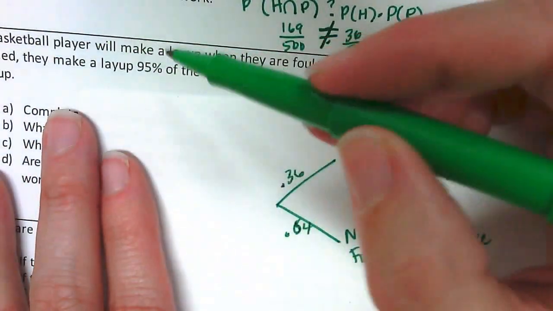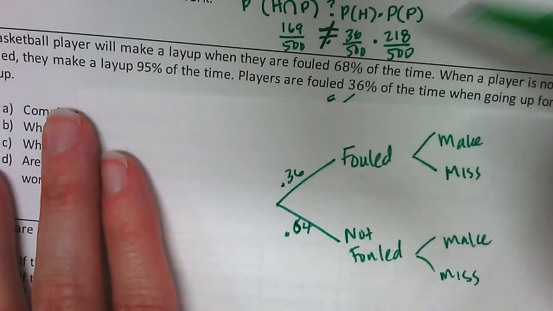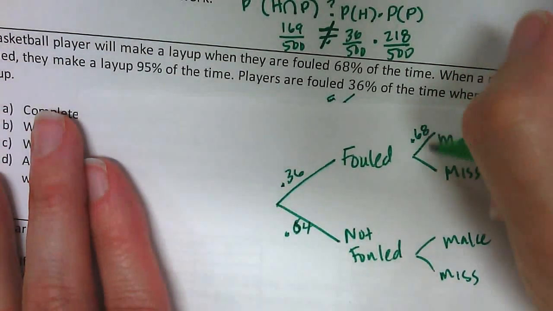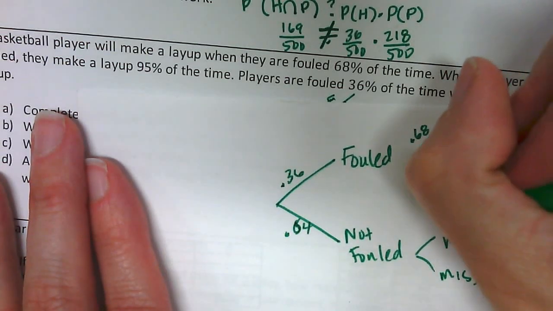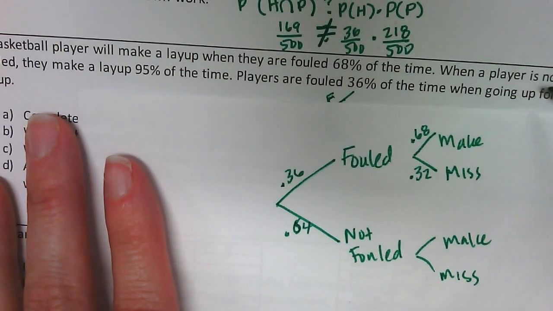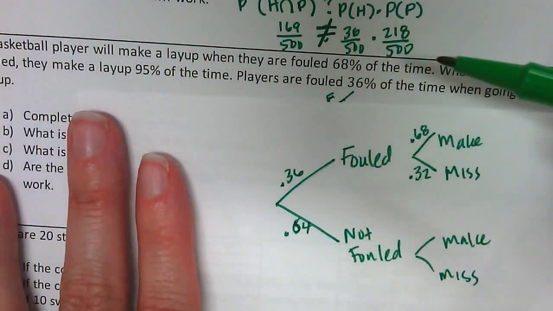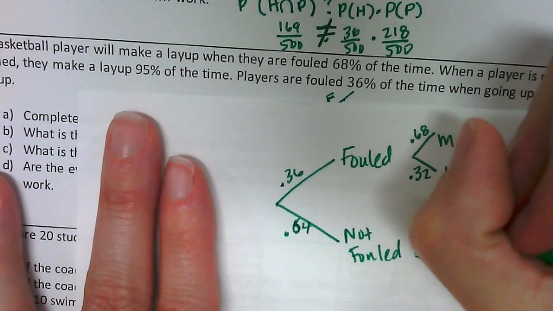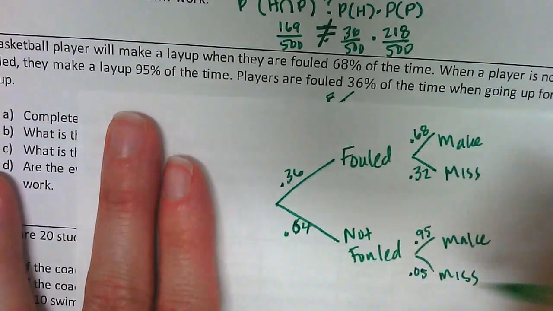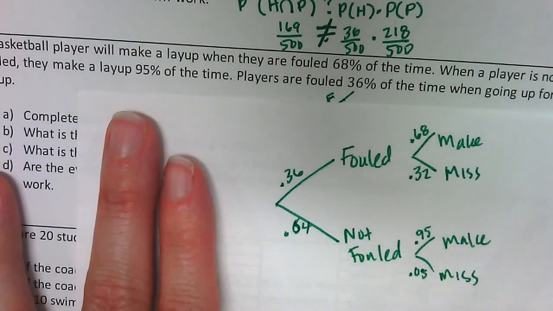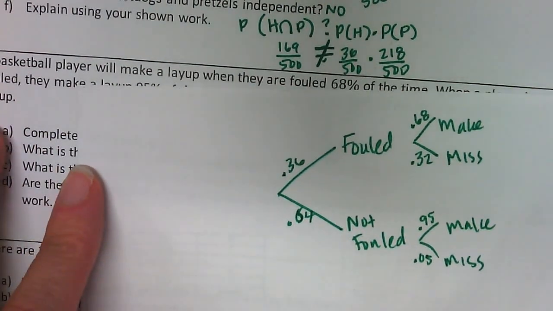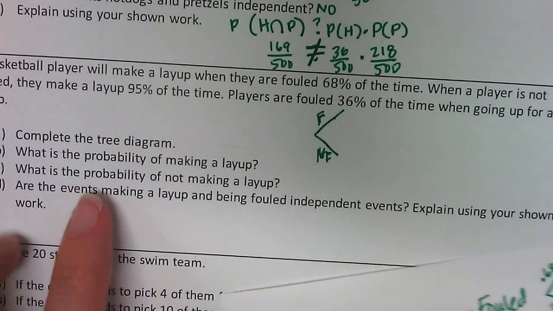It says a basketball player will make a layup when they're fouled 68% of the time. So 0.68 goes here. Then I take this away from 100 to get 0.32. And then my other piece of information, when a player is not fouled, they make a layup 95% of the time. So 95% goes here, or 0.95, and 0.05, because I subtract that from 100%. That's my tree diagram. So we're going to use the tree diagram to help us answer some questions.